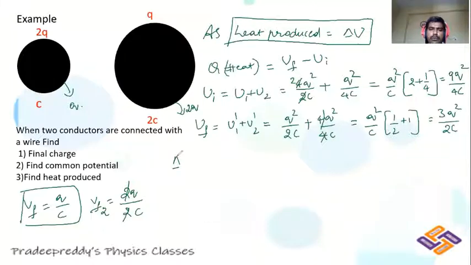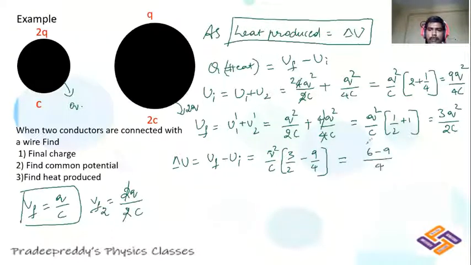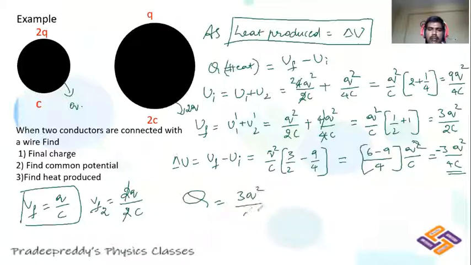Delta U is equal to U final minus U initial. I can take Q square by C common from those two. It is 3/2 minus 9/4. This gives (6 minus 9) divided by 4, into Q square divided by C. This is minus 3Q square divided by 4C. So the total heat produced here will be equal to 3Q square divided by 4C.